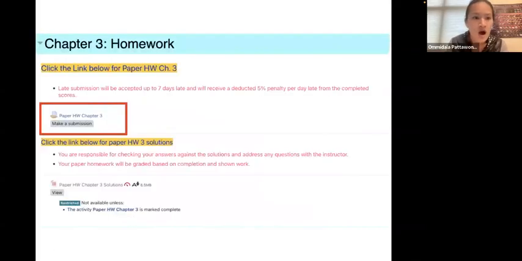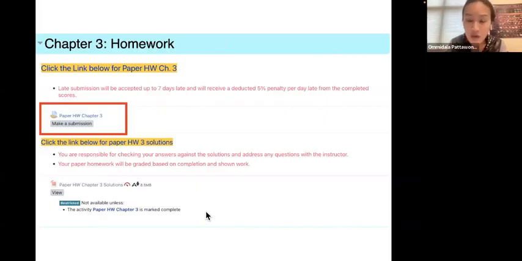The homework associated with this chapter will be assigned as paper homework. The reason I have to assign paper homework for chapter 3 is that the Newton homework has a slightly different focus than what we discuss in class. I want your homework to align with what I teach in class and also with the exam. So that's why I have to assign the paper homework.